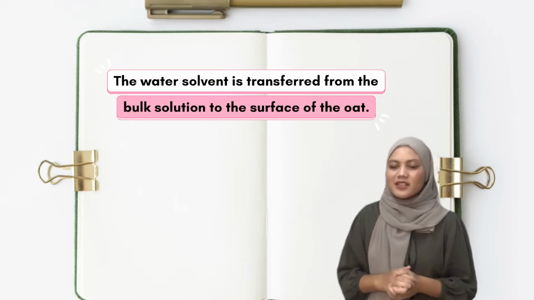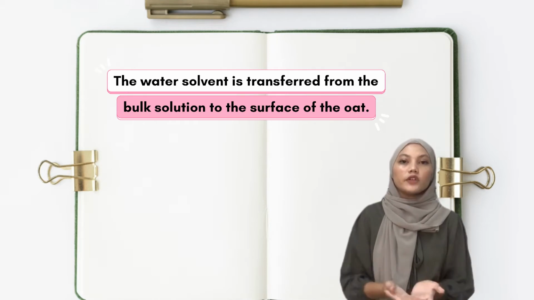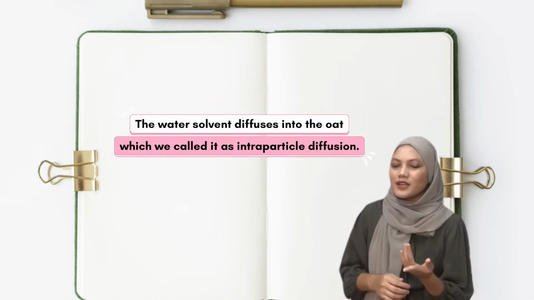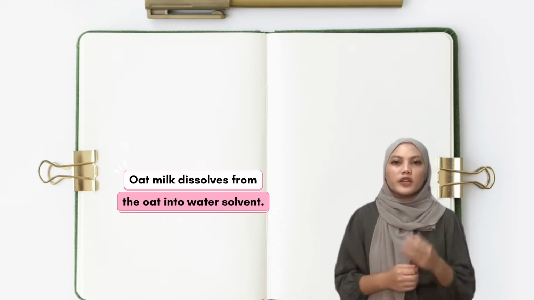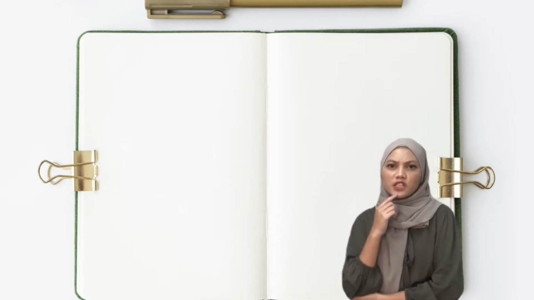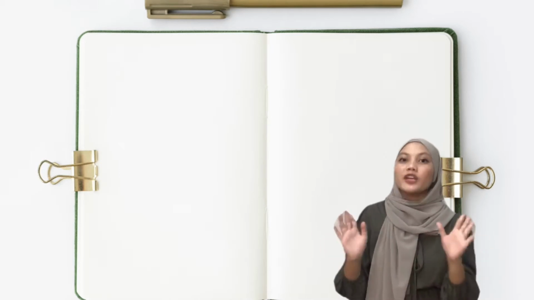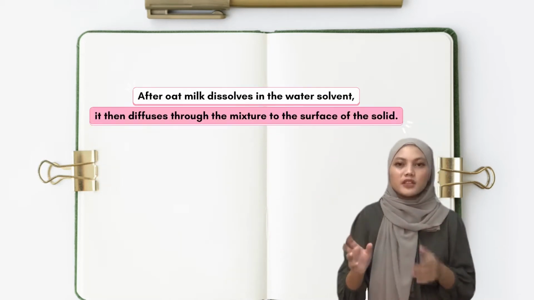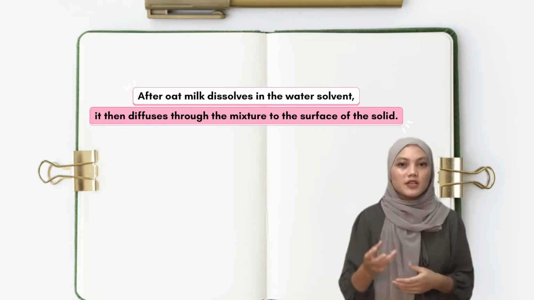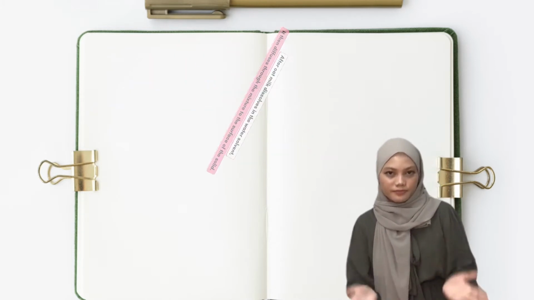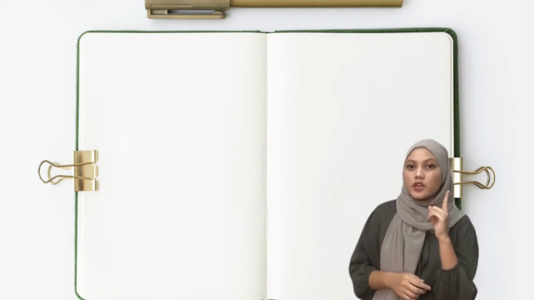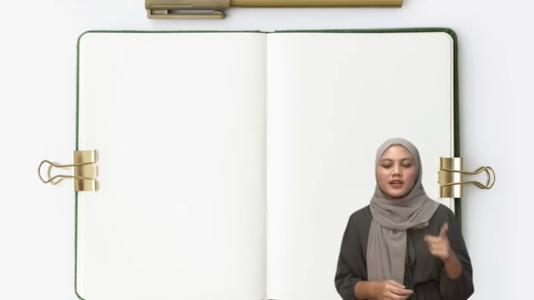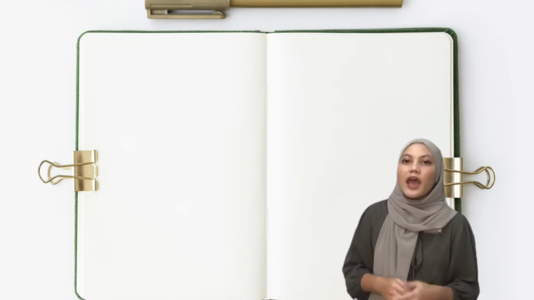First, the water solvent is transferred from the bulk solution to the surface of the oat. Next, the water solvent diffuses into the oat, which we call intraparticle diffusion. After that, oatmeal dissolves from the oat into the water solvent. Can you imagine how it happens? Let me continue the explanation. After the oatmeal dissolves into the water solvent, it then diffuses through the mixture to the surface of the solid. Finally, the oatmeal is transferred to the bulk solution. I am sure that you can imagine how the leaching process occurs between oatmeal and water.